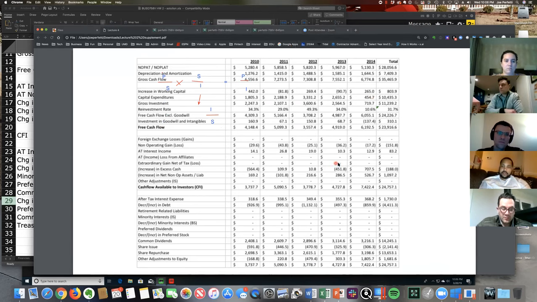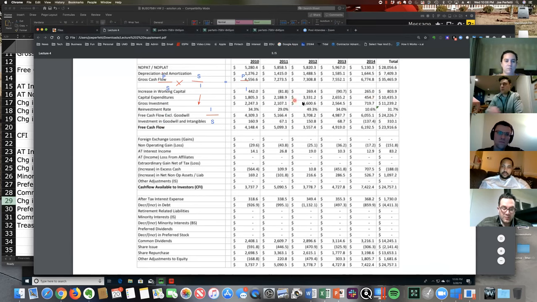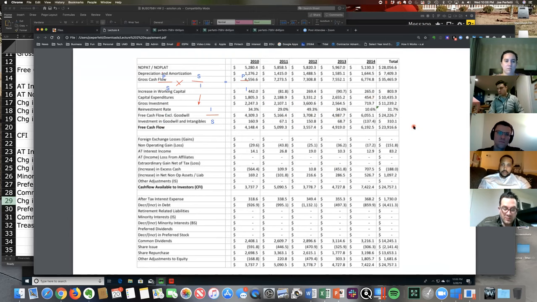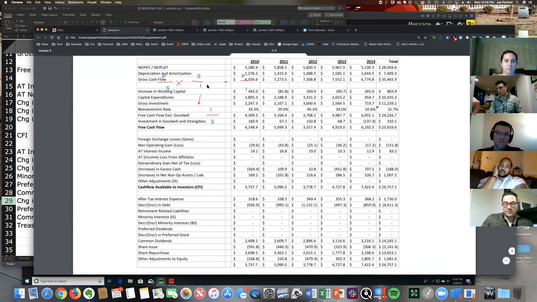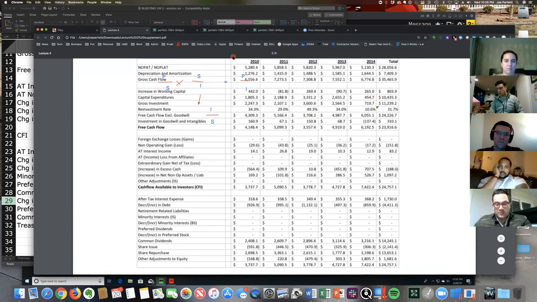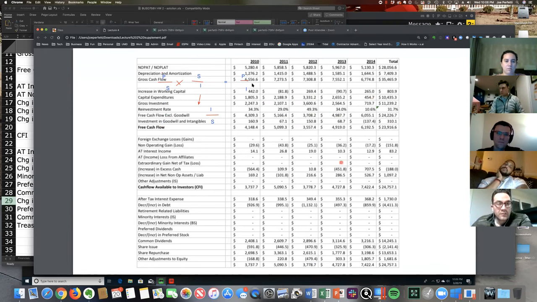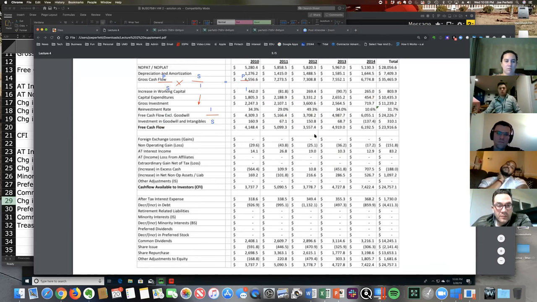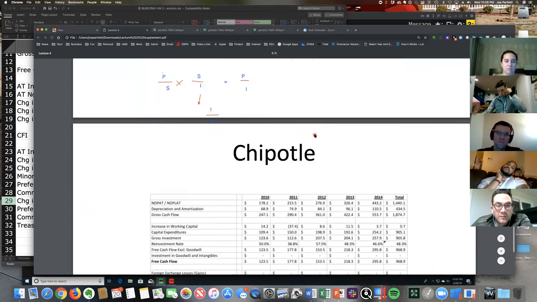Matter of fact, I correlate that with reinvestment rates. What's their reinvestment rate? Well, their reinvestment rate is 32% on average over 5 years, but it's been declining the last few. That's a signal that growth in the future is going to be important. So the other thing that CFI can do is it can be an early warning indicator for the directionality of a company. So very quickly, I'm just going to give you Chipotle, and I want you to tell me what we saw with Chipotle over these 5 years.